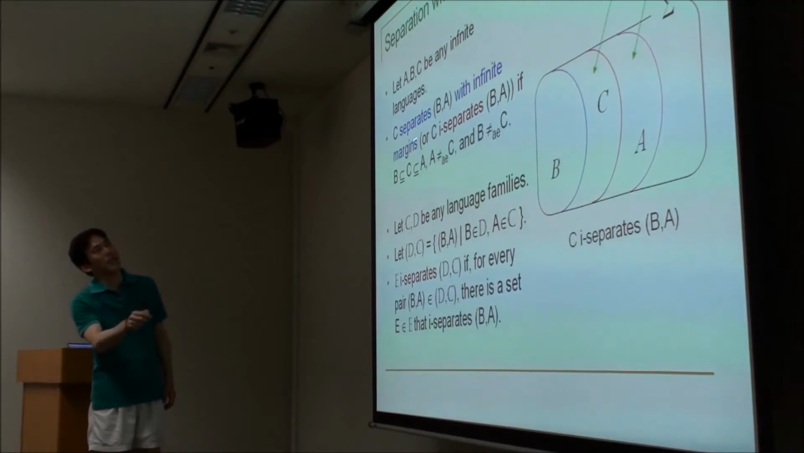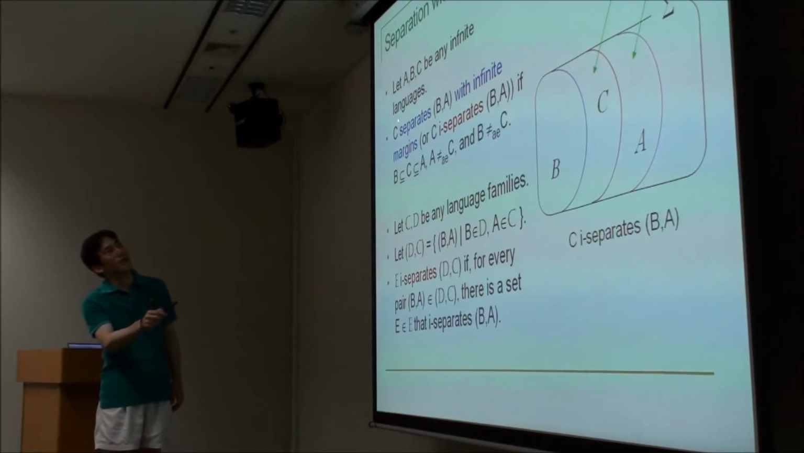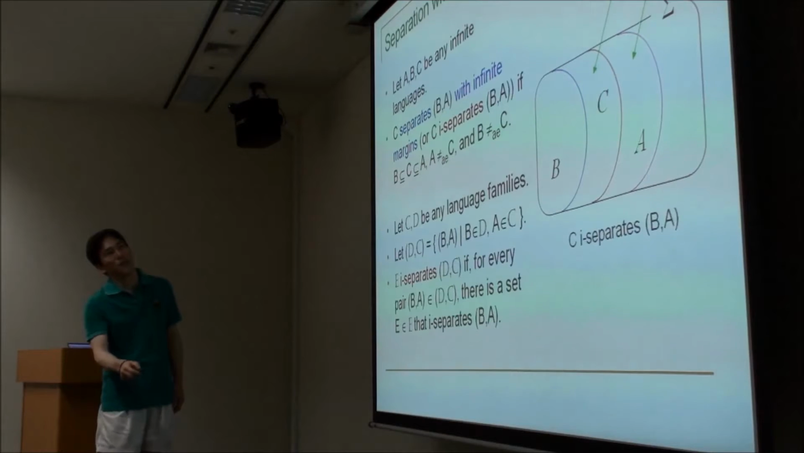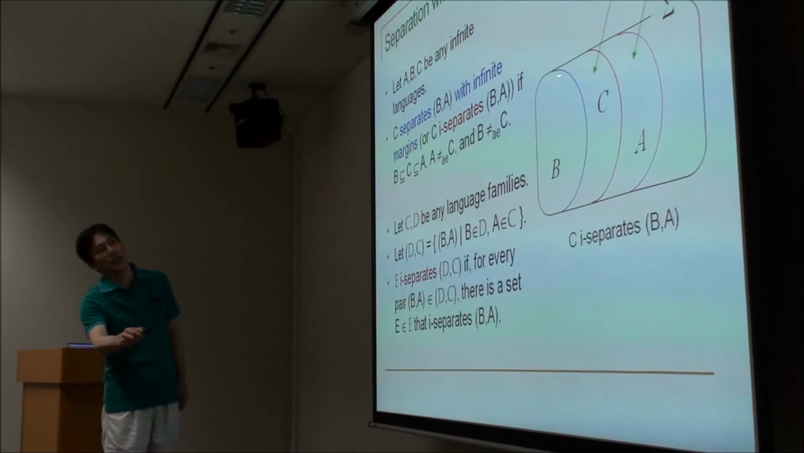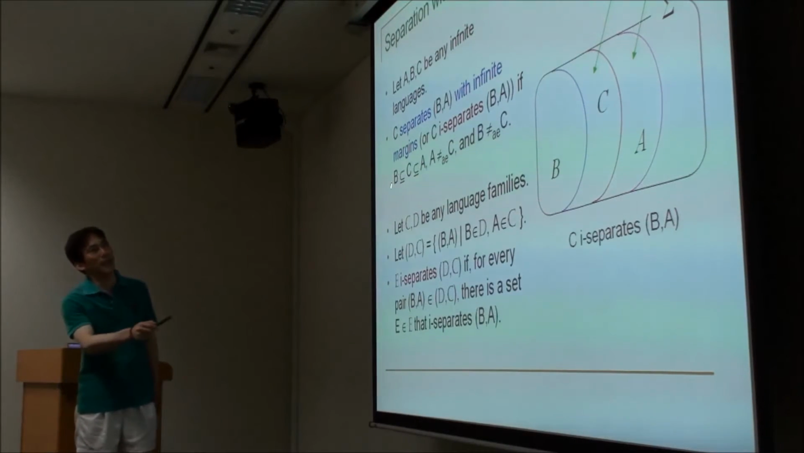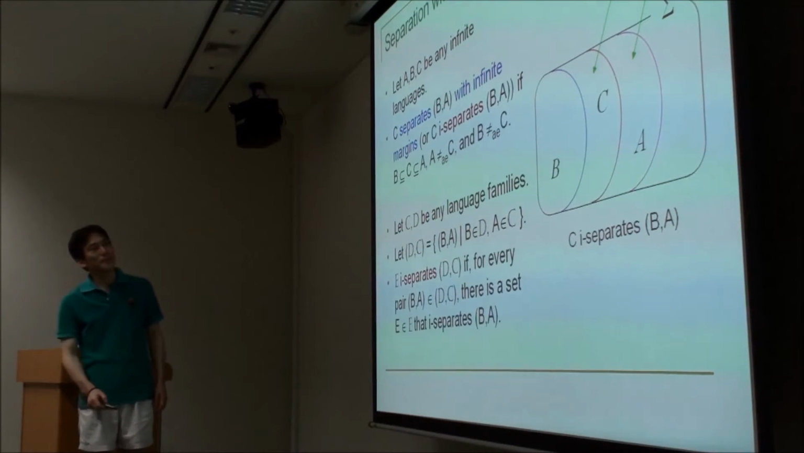Now we introduce the separation notion here. A set C separates (B, A), so this is A I-covering B with infinite margins. In this picture here, A I-covers B, but now C actually splits between A and B. And the margins here, A minus C and C minus B, are both infinite. That is what is specified here.